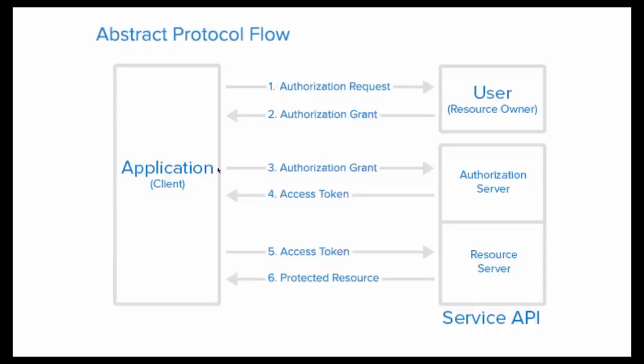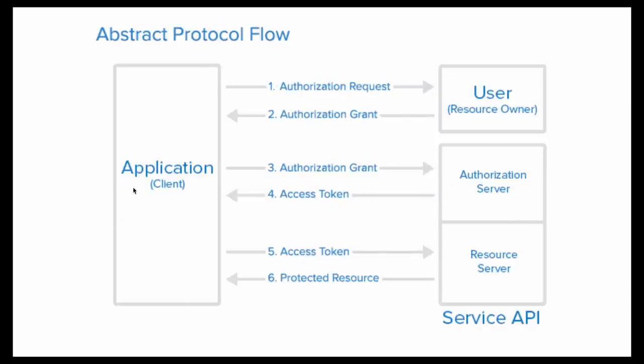Then the client will send that grant to the authorization server. Okay, I got the request, I got the permission now, this is the permission. So what the authorization server will do is validate: okay, you got the request, you got the code, now take this token. So the authorization server is giving a token back based on the code that we got as the grant. So now the token is given back to the client after validation.